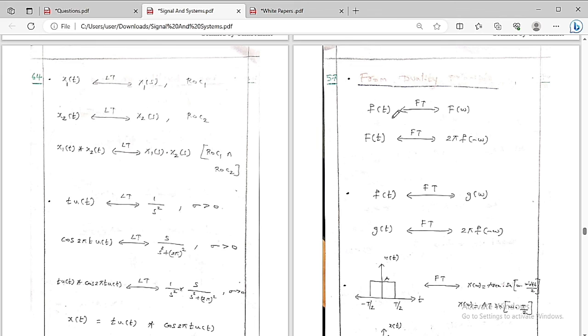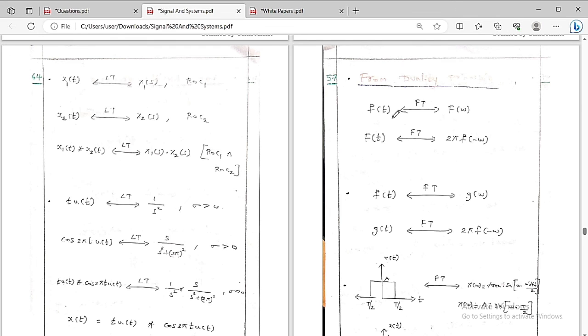So the duality principle says that if small f of t has a Fourier transform capital F of omega, then capital F of t has a Fourier transform 2 pi into small f of minus omega. What is the basic meaning of this? Suppose you take some signal in the time domain and you get the Fourier transform graph in the frequency domain. Suppose this frequency domain graph comes in the time domain, then what is the corresponding frequency domain graph that we need to figure out?